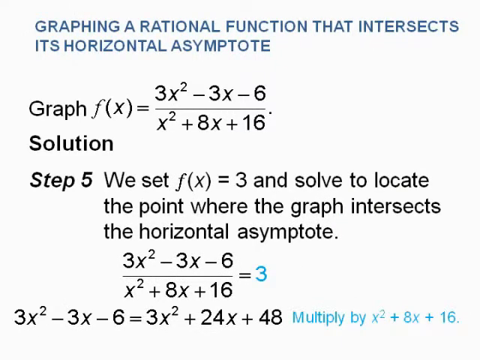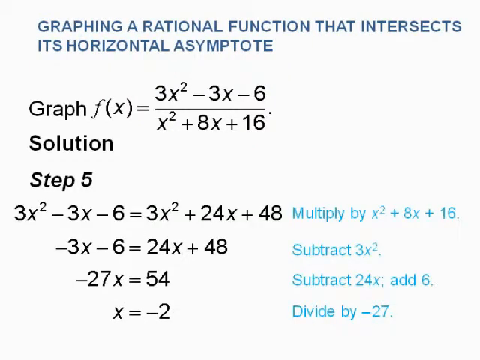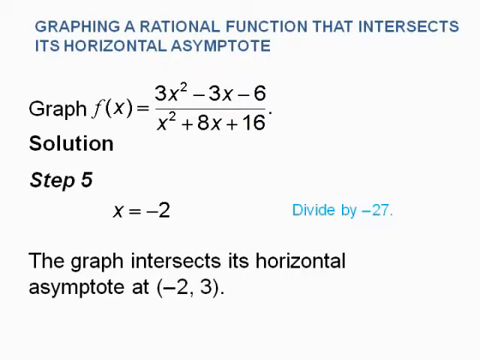Now, step 5, will this graph cross the HA? We know the HA is equal to 3; we just found that out. So we take this whole function and set it equal to the HA, which is 3, to determine if there are any places where it's going to cross. We multiply by the LCD on the bottom, and we end up getting 3x squared minus 3x minus 6 equals 3x squared plus 24x plus 48. Solving for x, we do have a place, x equals negative 2, where it is going to cross the HA.